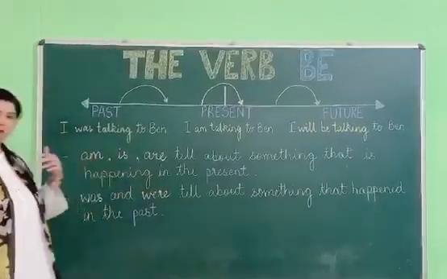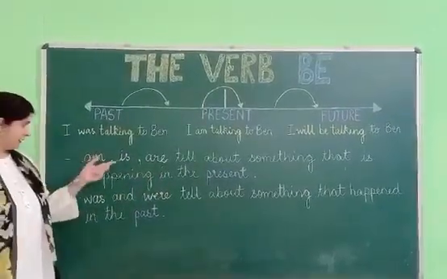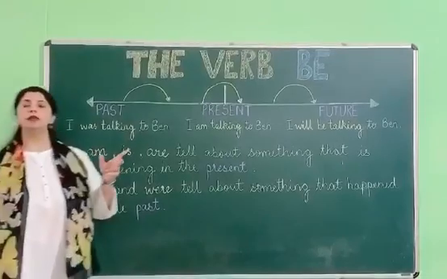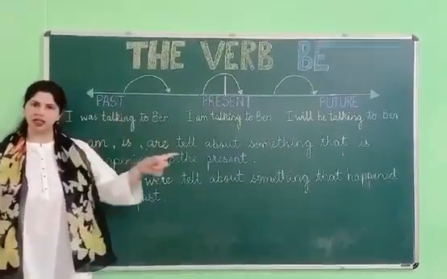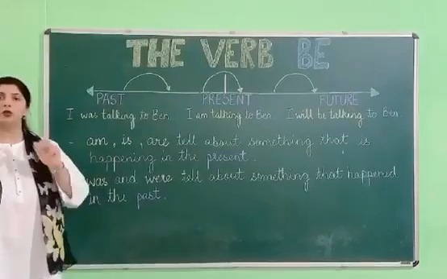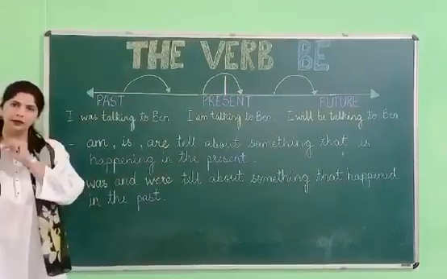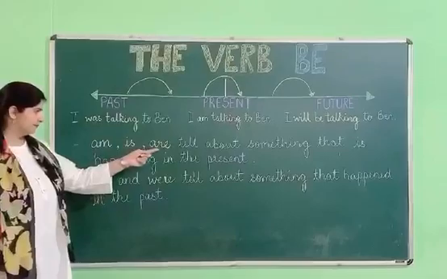So what are you doing? You are talking about yourself. Then is. When you speak about one thing, you use the word is. She is a dancer. Right now, what are you talking about? You're talking about one girl who is a dancer.